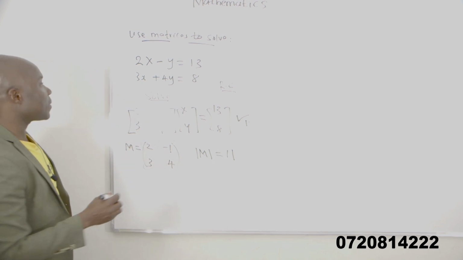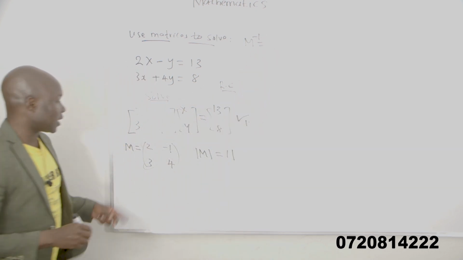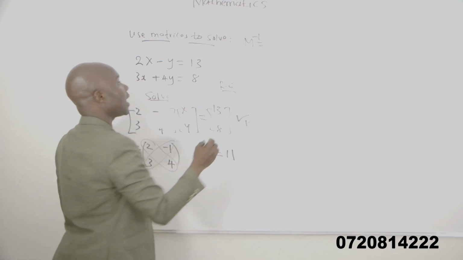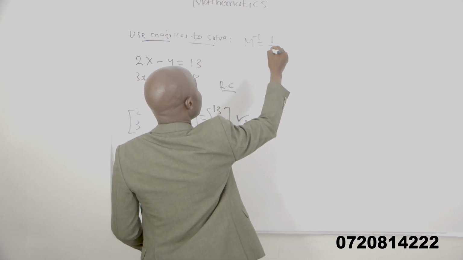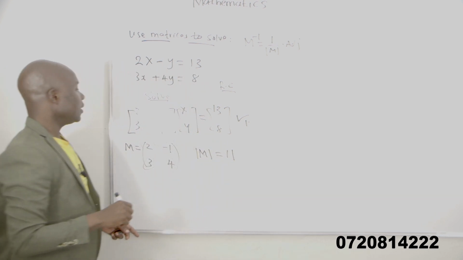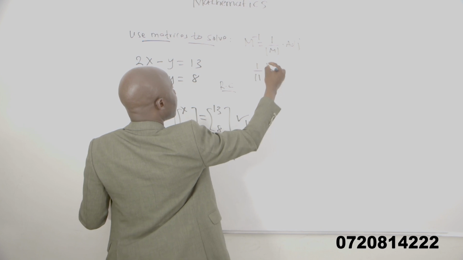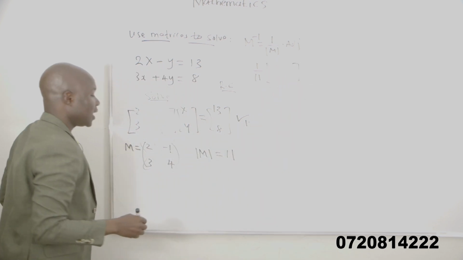Then the next step is to find the inverse of that matrix that you have created, which I had already said is always 1 over determinant times the adjoint of that matrix. Now we take 1 over 11, then we multiply by the adjoint.